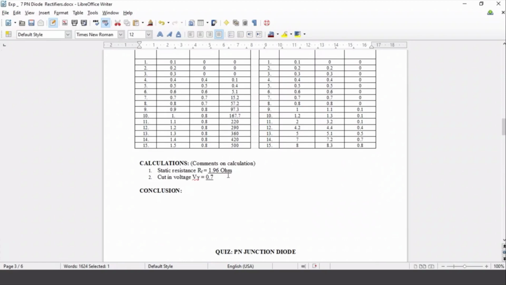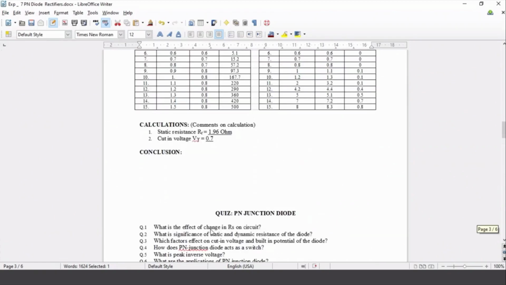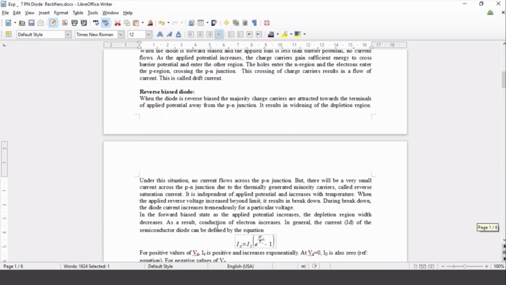You have to verify this. This should be filled up by you, but the answer is already given. You need to verify this in your graph, from the graphs which you are plotting. You need to write down the conclusion and these quiz questions for A part of this experiment. A part is pretty simple.